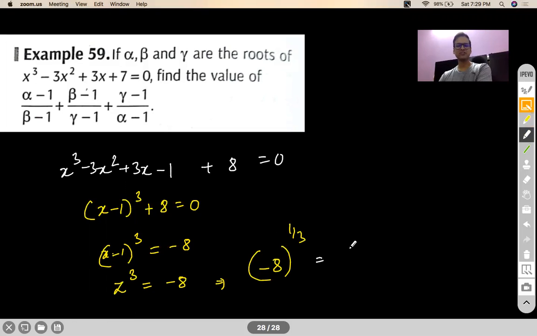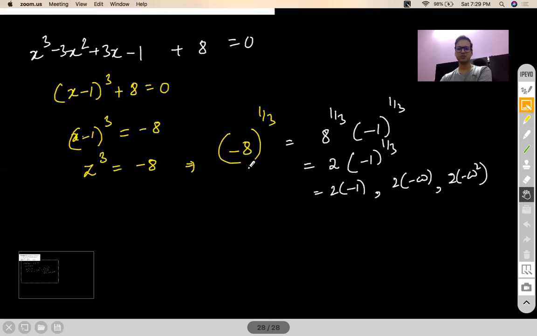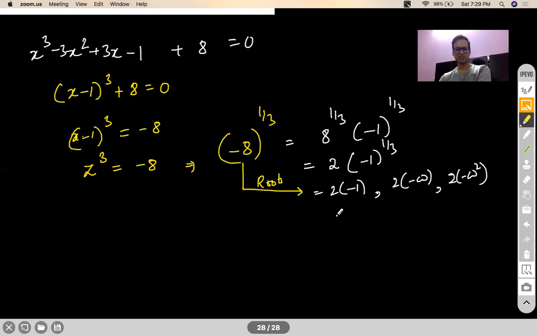You can treat it as if you have written 8 to the power 1 by 3 times minus 1 to the power 1 by 3. So 8 to the power 1 by 3 is 2. And this guy can be written as minus 1, minus omega, and minus omega square. The answer that you get for cube roots will be these three. So these will be your roots: minus 2, minus 2 omega, and minus 2 omega square.